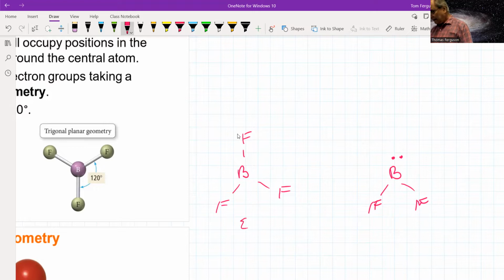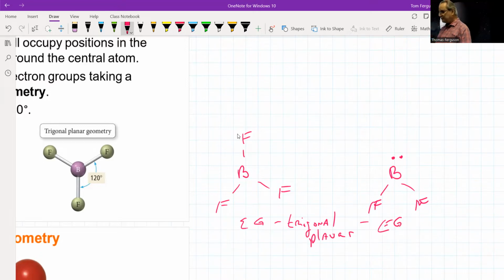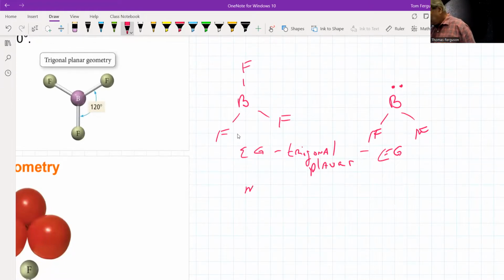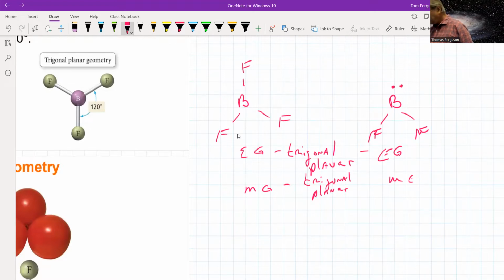So the electronic geometry for both of those molecules is trigonal planar. The molecular geometry is not. This one is going to be trigonal planar, and this one is going to be bent. There are some more examples of these as I go along.